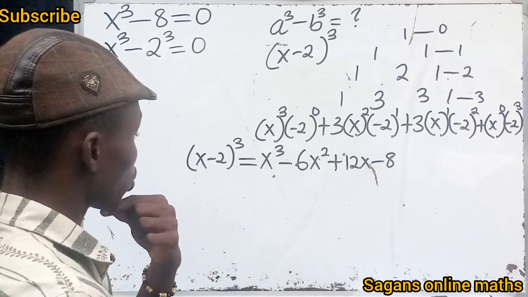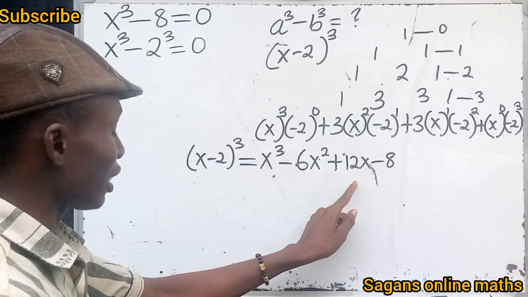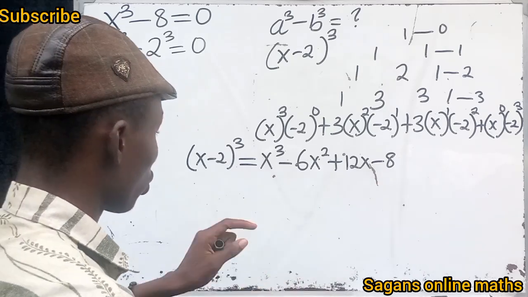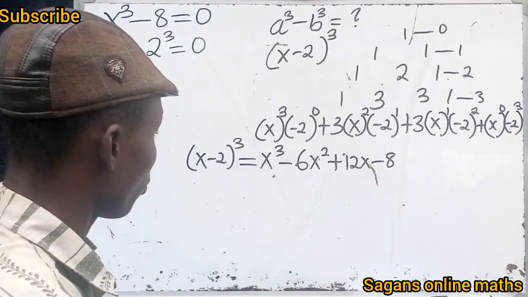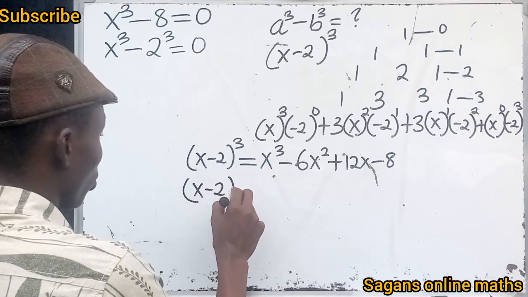So what are we going to do? From here we know that we are having x to the power of 3 minus 8, and we are looking at it, we are seeing x to the power of 3 minus 8. So what are we going to do? I want to make x to the power of 3 minus 8 the subject of the formula. We want to see that this is x minus 2 all raised to the power of 3.